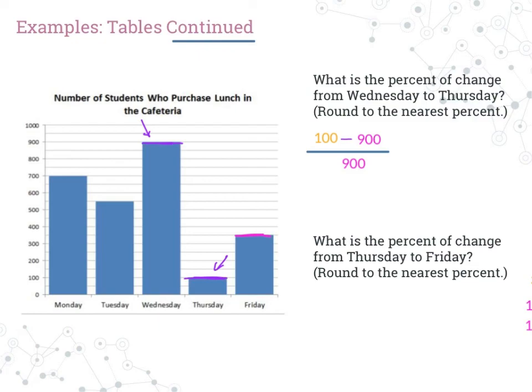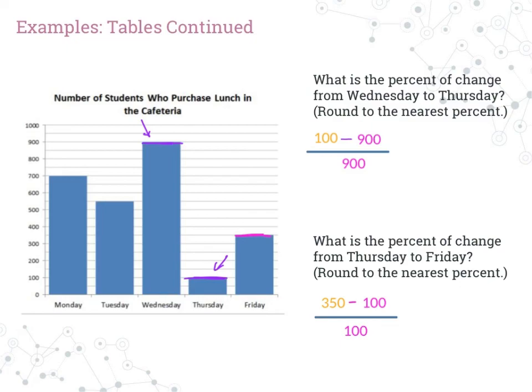I've got to figure out which one is the new, which one is the old. Since Friday comes after Thursday, I know that's going to be my new amount. So I've got my 350. Then I'm going to subtract from that my old amount, and in this case, it's going to be Thursday at 100. And then I'm going to be dividing by 100 because that is my old amount. So now I've got both problems set up.